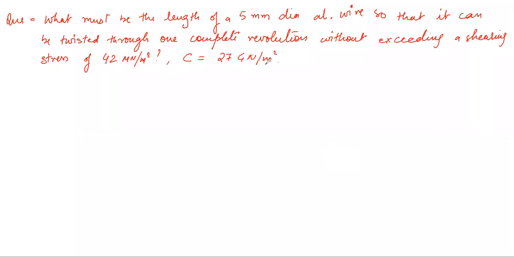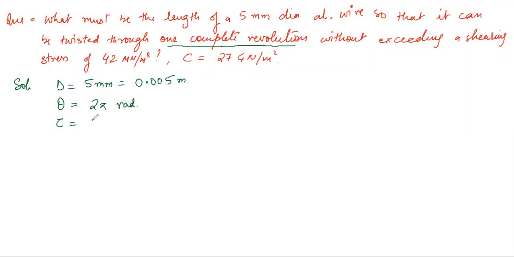So let's see, everything, all the units are in meter, so we first convert everything. With respect to the solution part of this question, we can write the diameter is equal to 5 mm, which is again written as 0.005 meter. Theta is one complete revolution, as mentioned here, it means the theta is 2 pi radian, right? Tau is already given as 42 mega Newton per meter square, and the value of C is already given as 27 giga Newton per meter square. You need to find the value of this length, right?